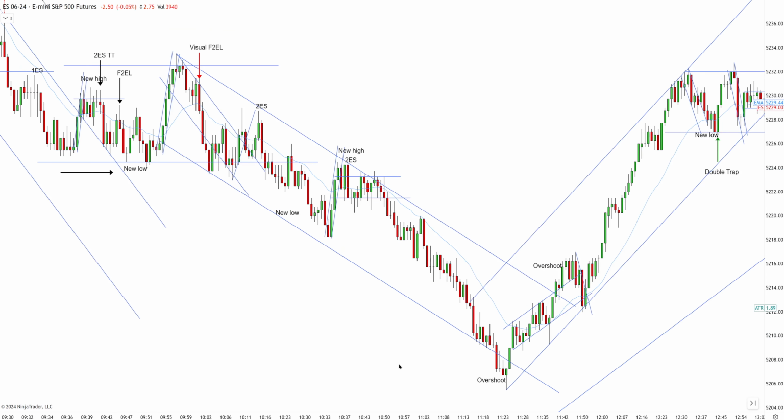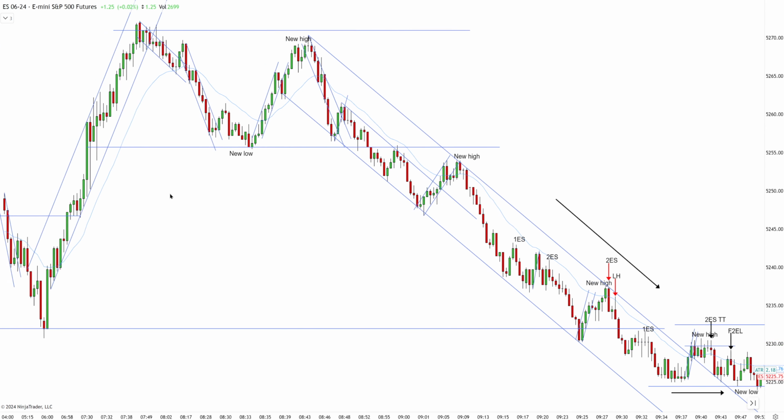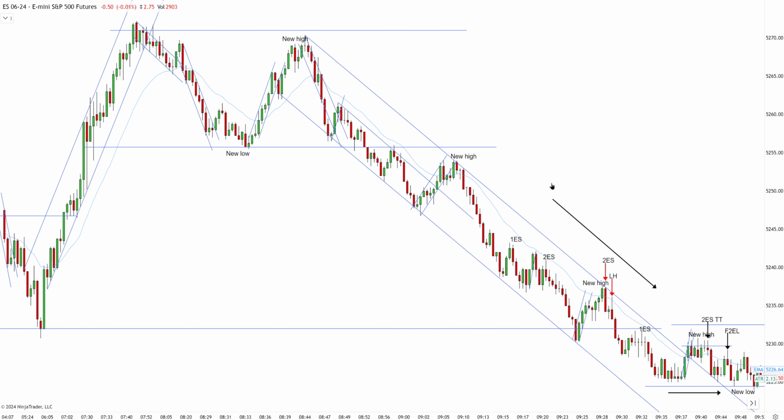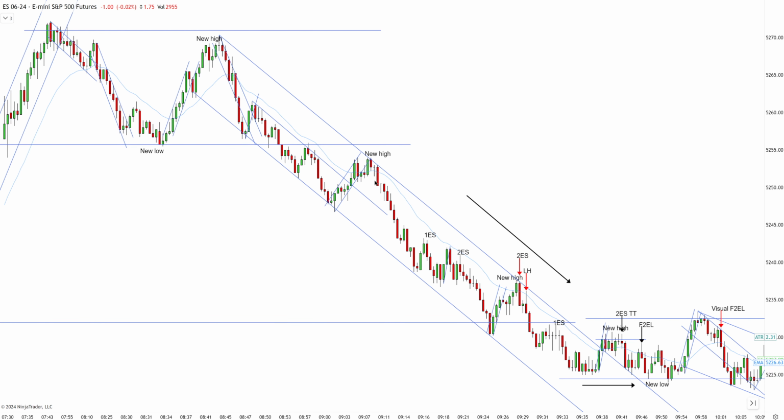So this is the overall structure for today. We started with quite a neutral bias. You have to be a little bit more patient before the market gets a little bit easier to read, but then the market continues to trade lower. It is very easy to identify the trend.